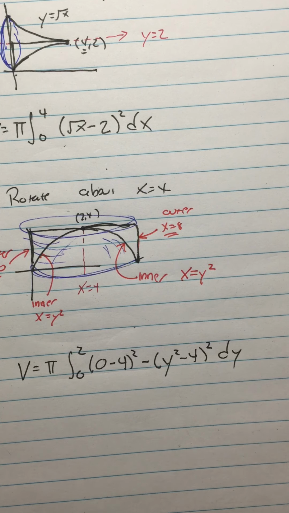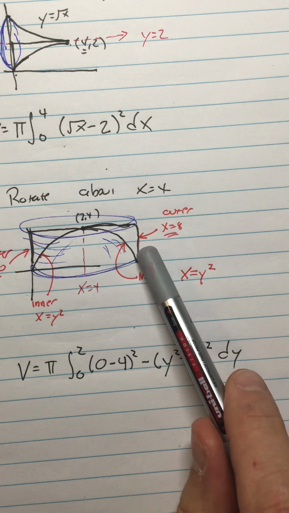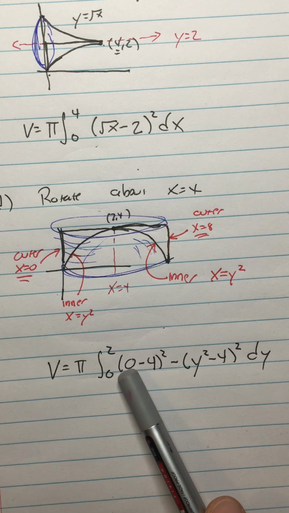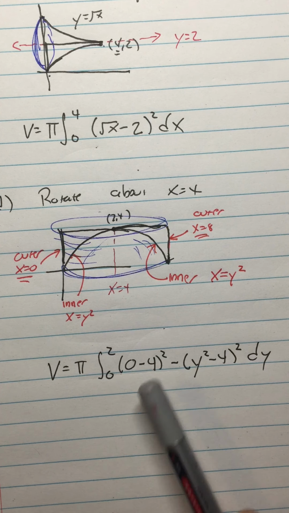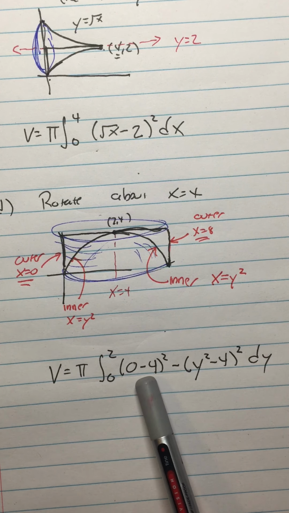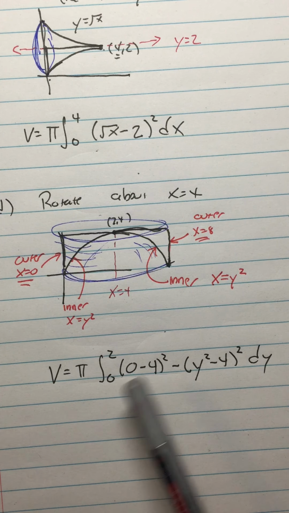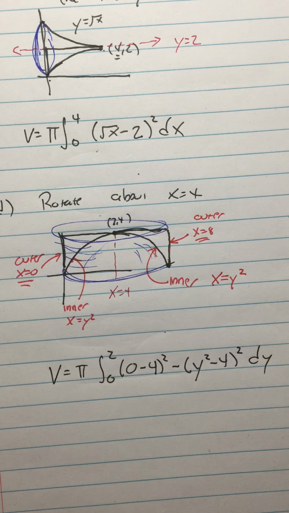You have it right there. Okay, now look, what if I use the outer function as x equals 8 instead of x equals 0? Would it change the problem? 0 minus 4 is negative 4, squared is 16. 8 minus 4 is 4, squared is 16. It doesn't matter, which makes sense because it's the outer function no matter which one you use. All right, and then you do that integral. So there you go.